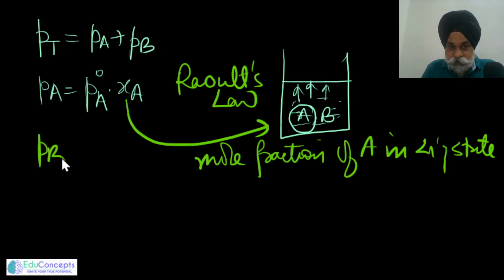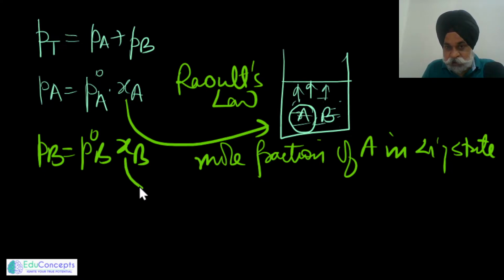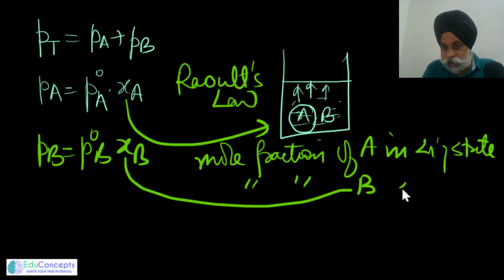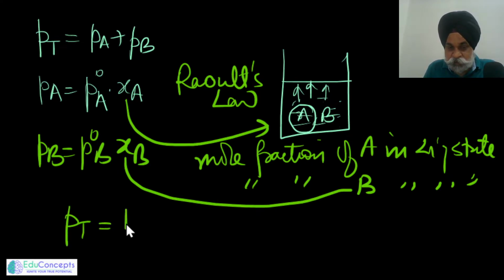Similarly, PB is equal to P naught B XB, and this is the mole fraction of B in the liquid state. Corresponding to this, we can evaluate the P total. So P total comes out to be P naught A XA plus P naught B XB, and this happens to be what?